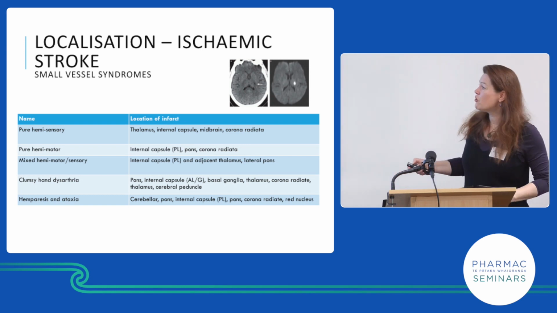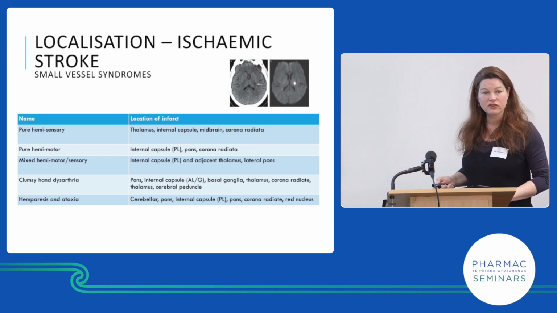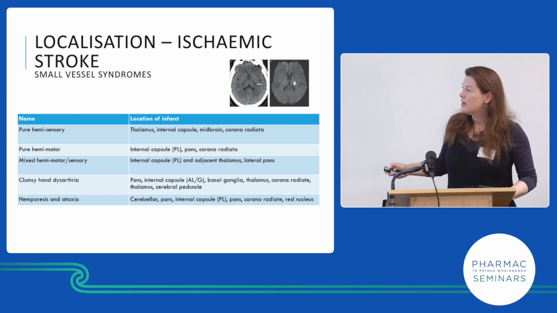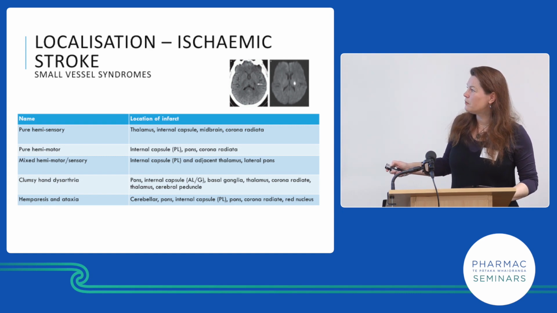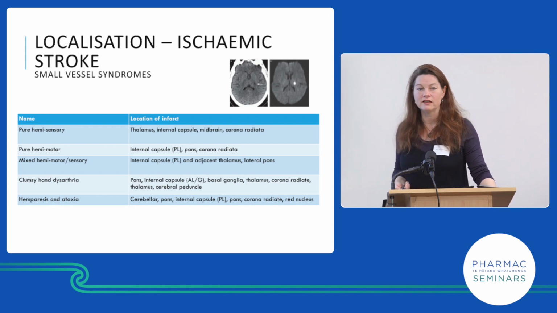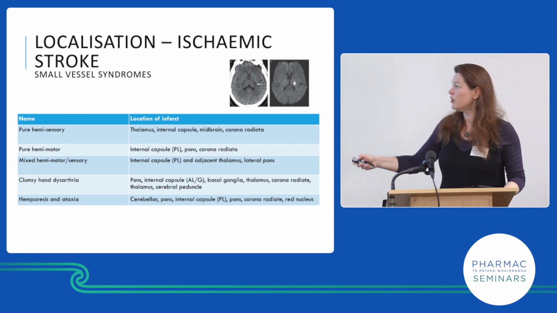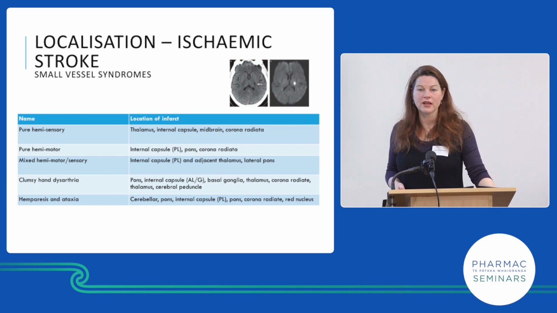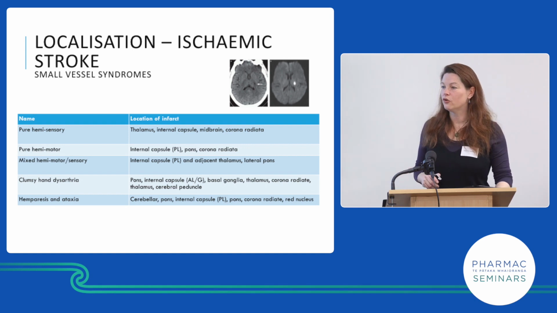Yeah. And I won't go through all that in detail, but there are small vessel syndromes as well. And this is where it's useful to know a little bit about the thalamus and the brainstem and the basal ganglia. And we separate these five lacunar syndromes: pure hemisensory, pure hemimotor, mixed hemimotor sensory, clumsy hand dysarthria, and hemiparesis ataxia. If you find one of these syndromes, you can usually map them to a location. And if you find one of those syndromes, you feel like, oh yeah, this could be a lacunar stroke.